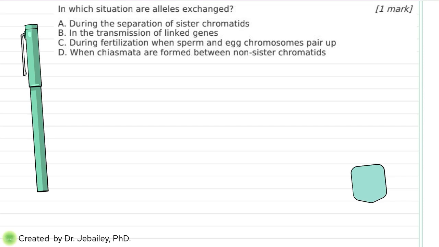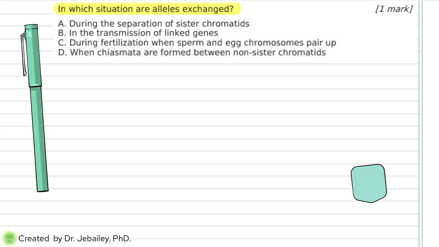Same thing goes with the A, B, C, and D. Do not quickly answer B without looking at C and D, because sometimes C or D might be more specific and more right. So it's very important to look at every word, every sentence in the multiple choice question. So first question we have here is, in which situation are the alleles exchanged?